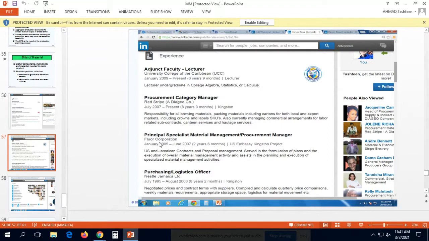After that, the person moves to principal specialist, material management, or procurement manager. Purchasing, procurement, material management specialist, and worked for 2 years and 6 months in the US and Jamaica. You can read this bit. And then became procurement category management. Different categories are there; you can read about that. With a big company like Red Stripe. And then also worked as adjunct faculty and so on.